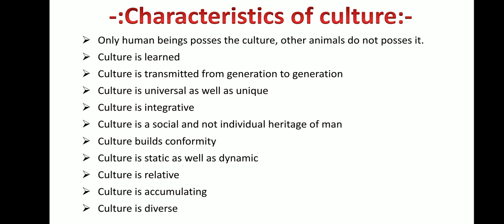Then next, culture is social and not an individual heritage of man. One has to learn the traditions and customs of the society in which he is living. Then seventh characteristic, culture builds conformity among the society. The pattern of behavior in a culture is considered as an ideal towards which people are expected to strive. That's why culture builds conformity in the society.